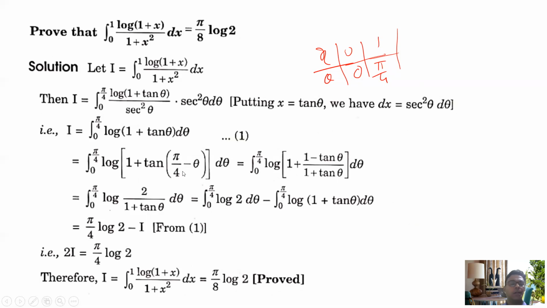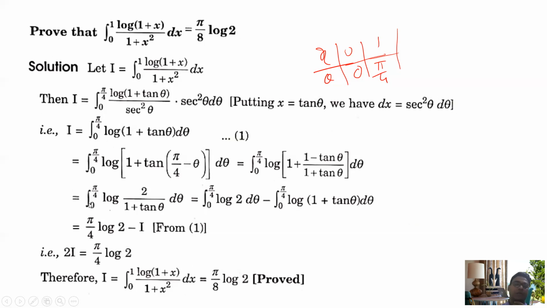So you have a unique property: the integral from 0 to π/4 of log(1 + tan(π/4 − θ)) dθ. This is nothing but, if I write it out, log of (1 + (1 − tan θ)/(1 + tan θ)), formula-wise log a minus b. Then, if you take the LCM, you have log of 2/(1 + tan θ) dθ. So ultimately you have the integral from 0 to π/4 of log 2 dθ minus the integral from 0 to π/4 of log(1 + tan θ) dθ, which equals I.